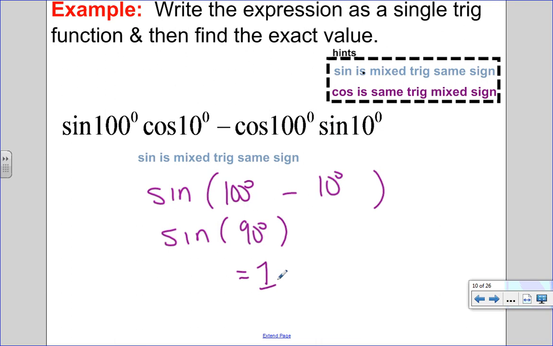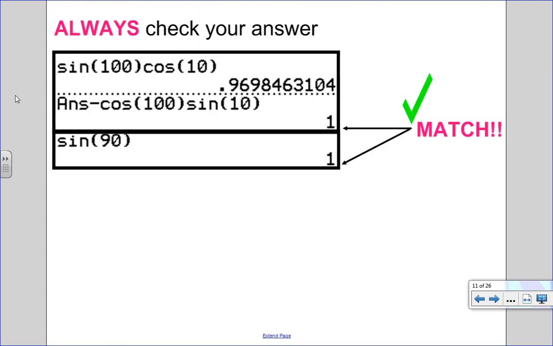Now, just to see if we did that right, we can always put this in the calculator, and you guys know I'm a big fan of the check. So I'm going to check this in my graphing calculator. Sine of 100 cos of 10 minus cos of 100 sine of 10 is 1 and sine of 90 is 1. So I know I did that correctly.